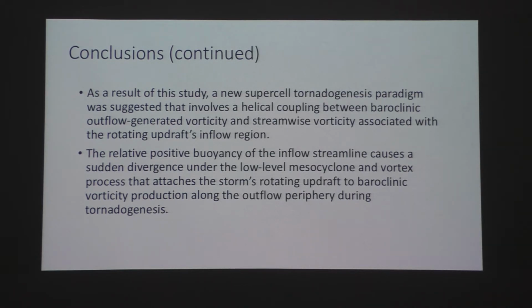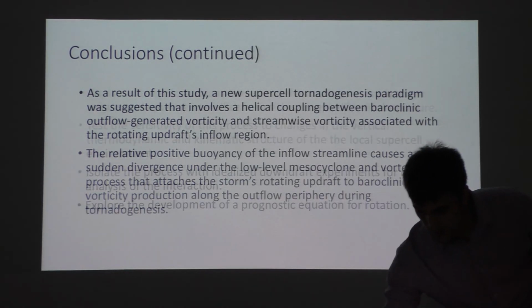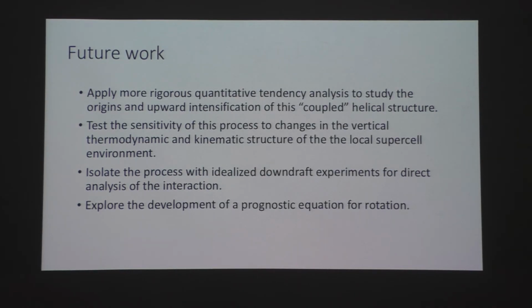So I won't go over that again. We'll talk about some future work. To understand this process, we need to do more rigorous quantitative analysis. We need to apply vorticity tendencies and vertical motion tendencies along trajectory analysis, air parcel trajectories, to determine quantitatively the reasons for the intensification of the helical structure, which is evident in all tornadic simulations that we did.